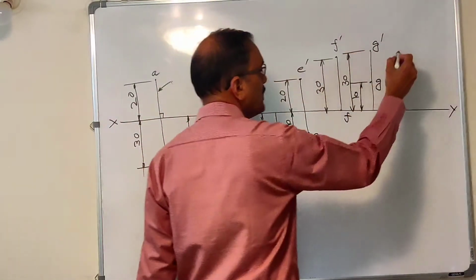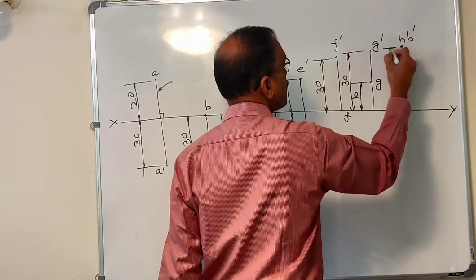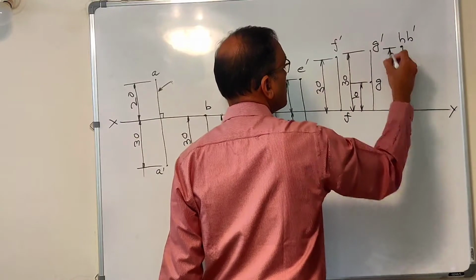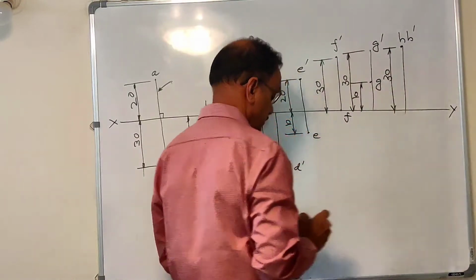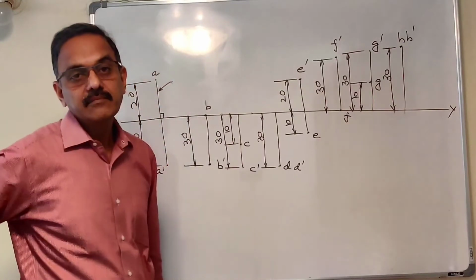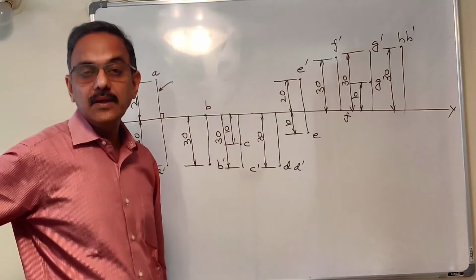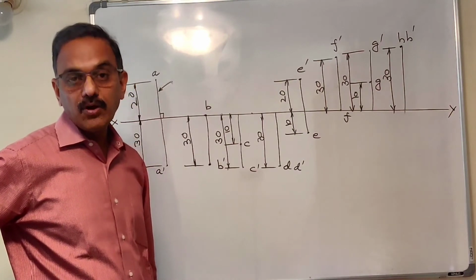They can also coincide like this, H and H dash, 30 mm. Pause the video and read the position of the point. Point H is 30 mm behind VP and 30 mm above HP.